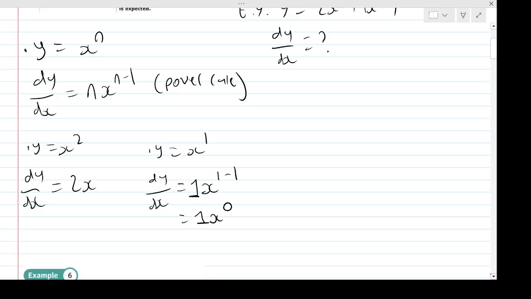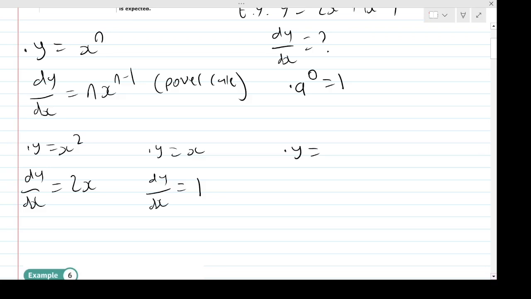But hang on, we can simplify this, because what is anything to the power of 0? Remember, any number a raised to the power of 0 is just 1. So therefore x to the 0 is 1 as well. So it's 1 times 1, which is just 1. So overall we just get 1. That means if y is just x, then the derivative dy dx is 1.